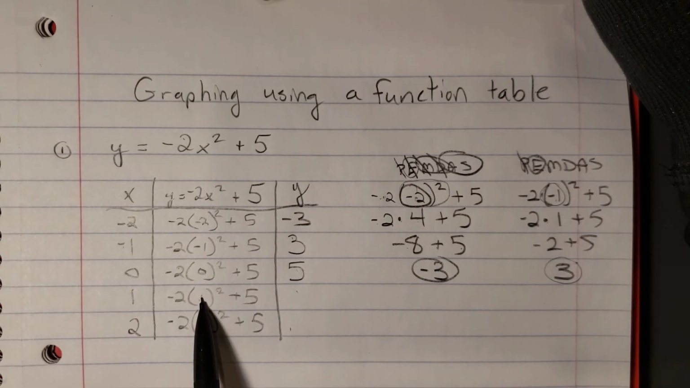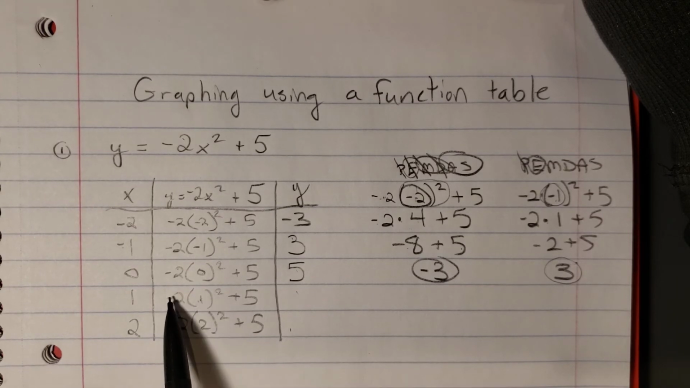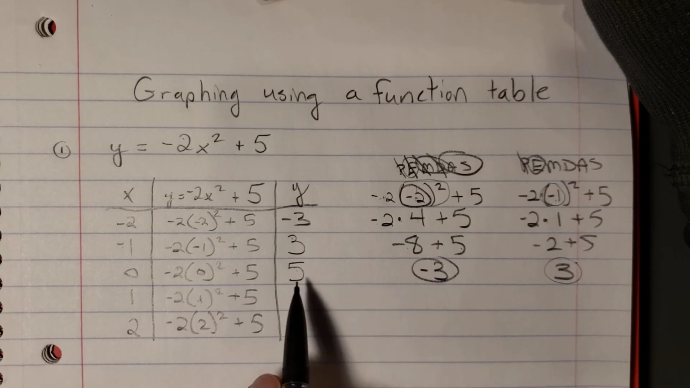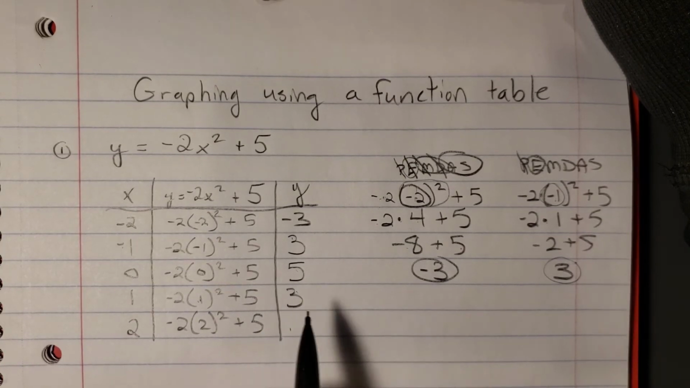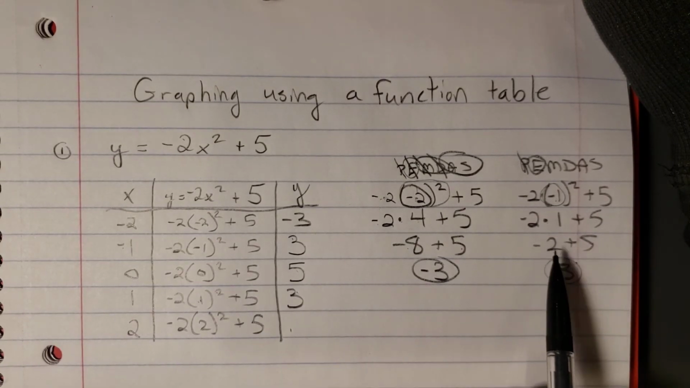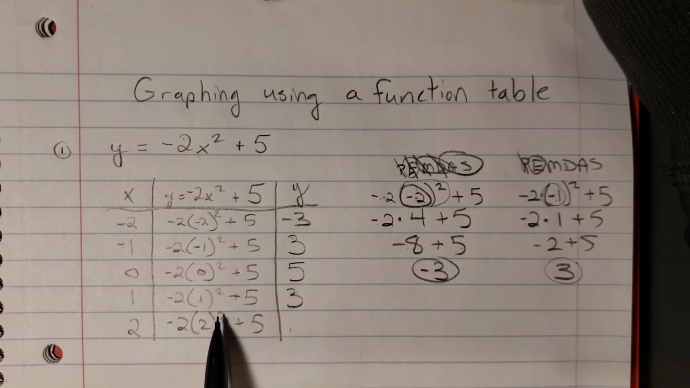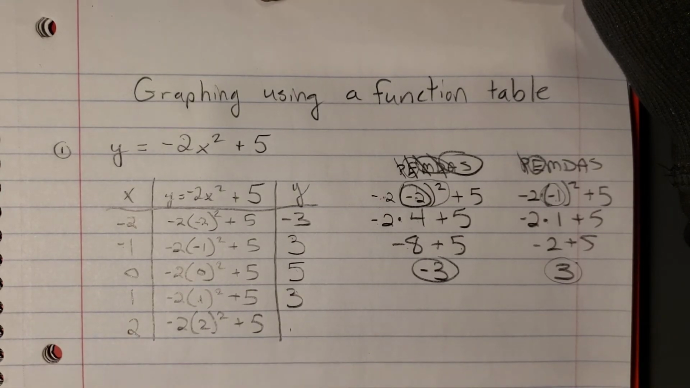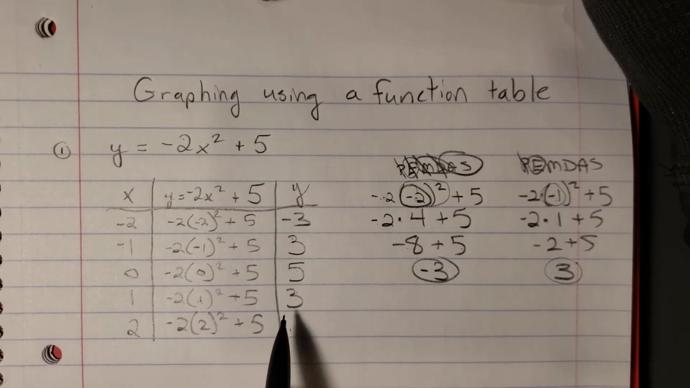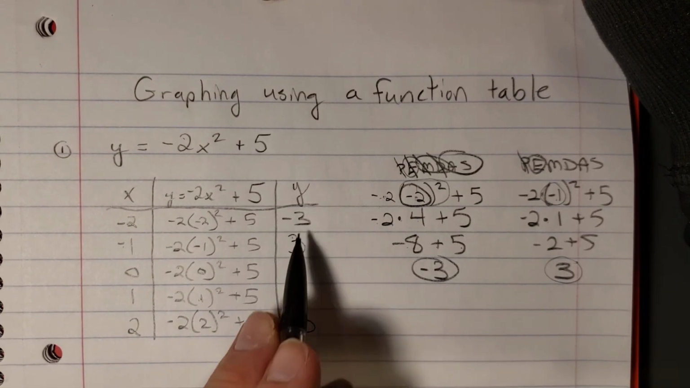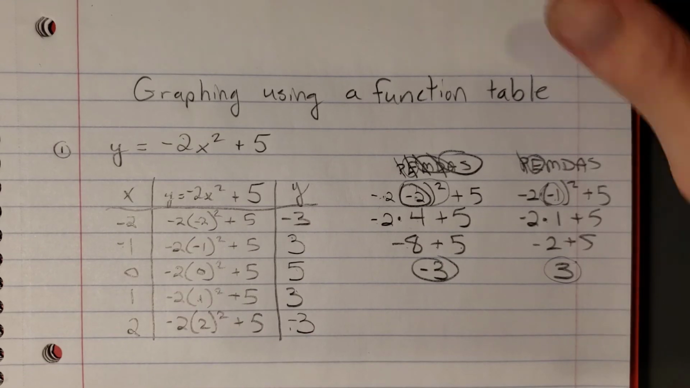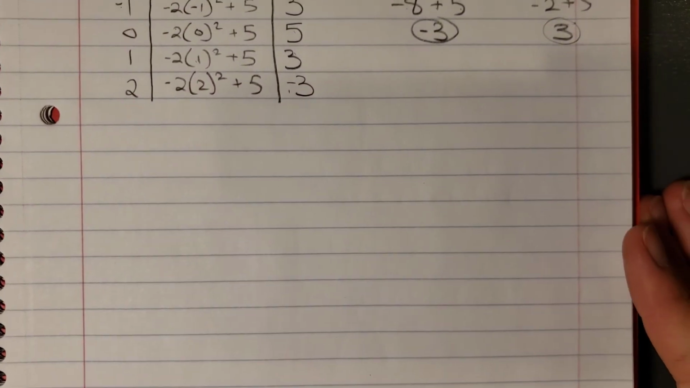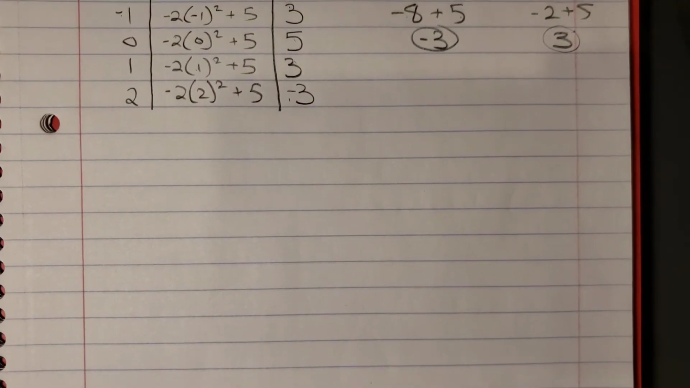Square, 1 times 1 is 1. 1 times -2 is -2. -2 plus 5 is 3, right? Same as this over here, -2 plus 5. And finally, we have 2 squared is 4. 4 times -2 is -8. -8 plus 5 is -3. We do have that symmetry. And now we're going to make our graph. Last little step here, hang in there.